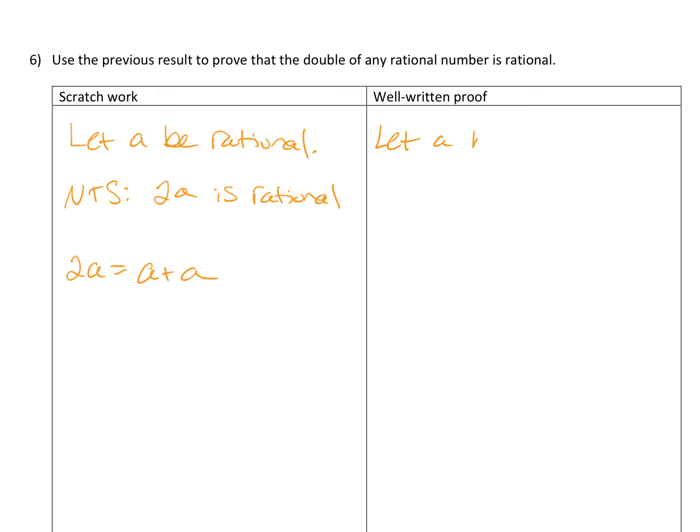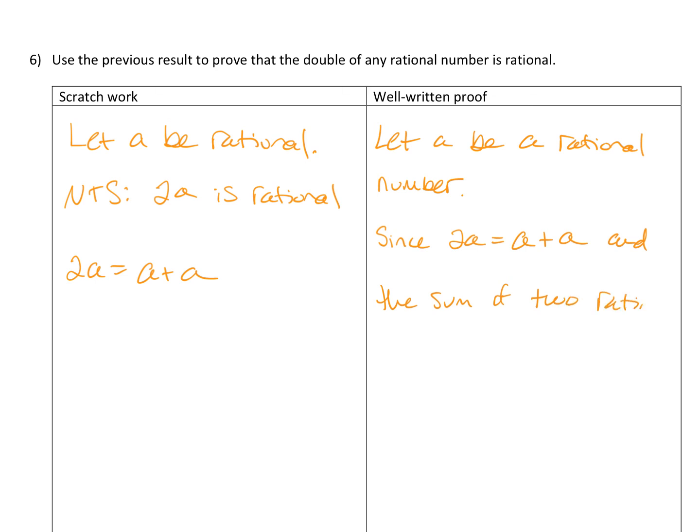Let a be a rational number. Since 2a equals a plus a, and the sum of two rationals is rational, 2a must be rational.